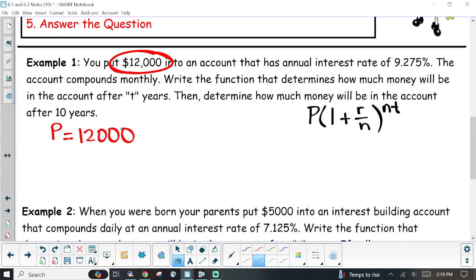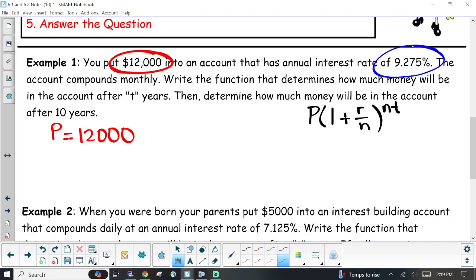I'm going to keep reading. Annual interest rate of 9.275%. Now also, the thing that happens every year is you see annual interest rate and you think that your N is going to be 1, but it's what follows the word compounds. All interest is yearly, but the way it's collected or compounded might be different depending on what amount of time.